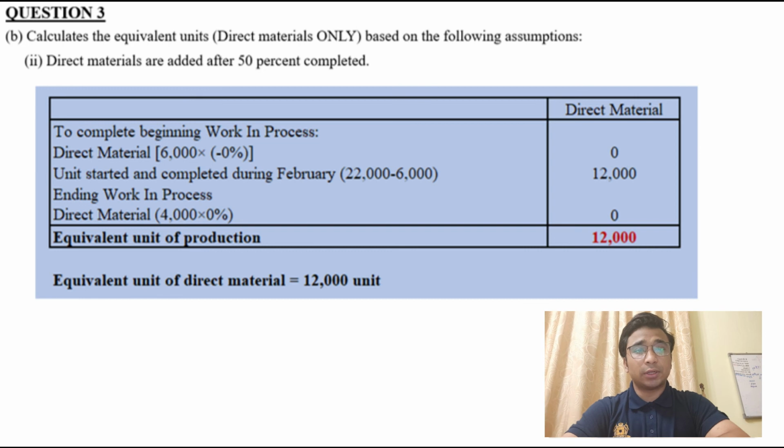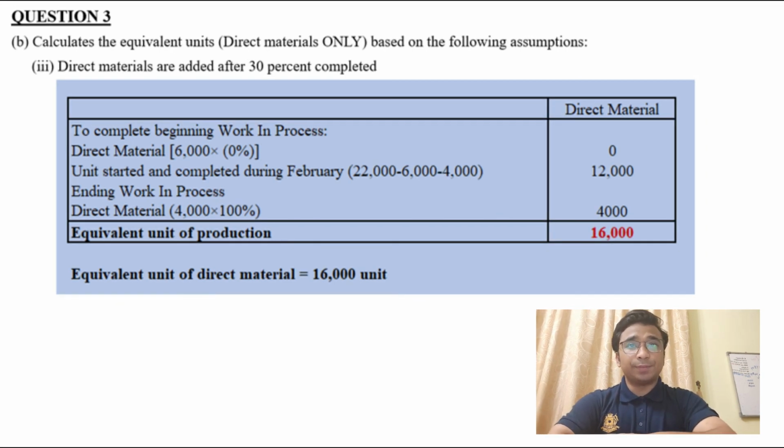And for the units started and completed during the period, which is February, we do the calculation by 22,000 minus 6,000 minus 4,000, resulting in 12,000. And for the ending work in process, the direct material, which is 4,000 units, will be multiplied by 0%. That results in 0 units for direct material, and the equivalent units of direct material will be 12,000 units.